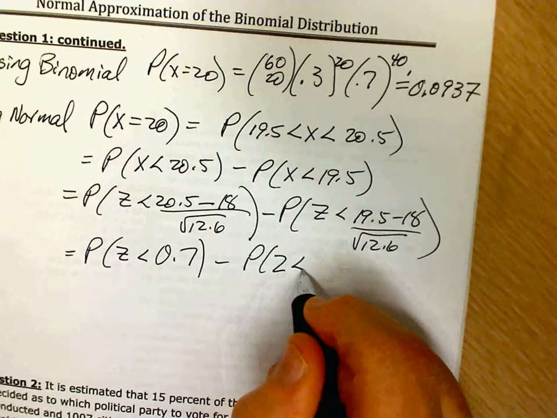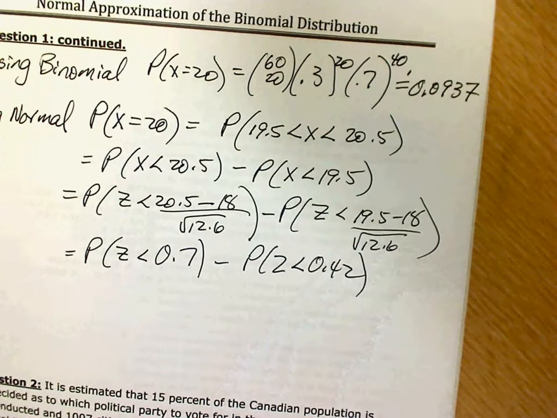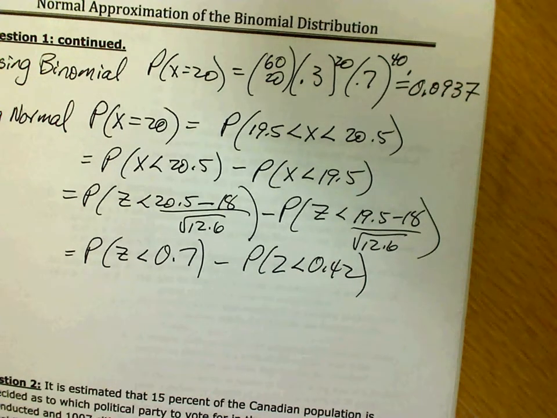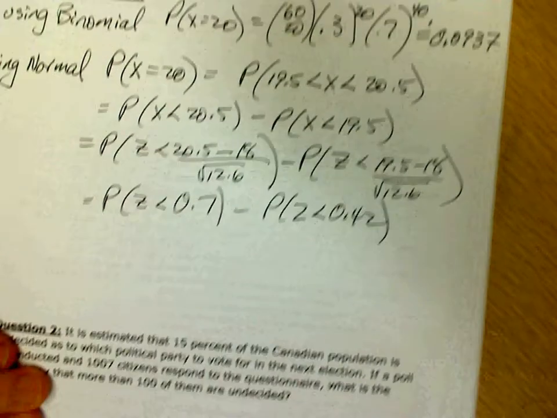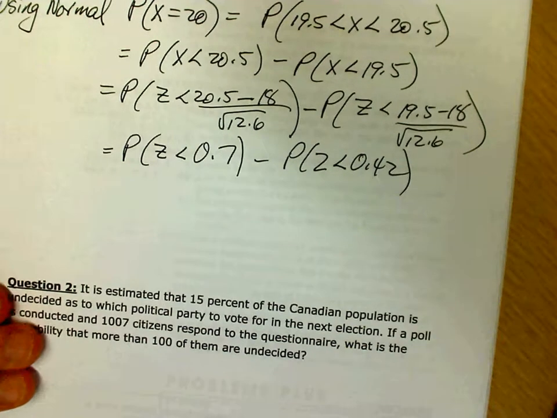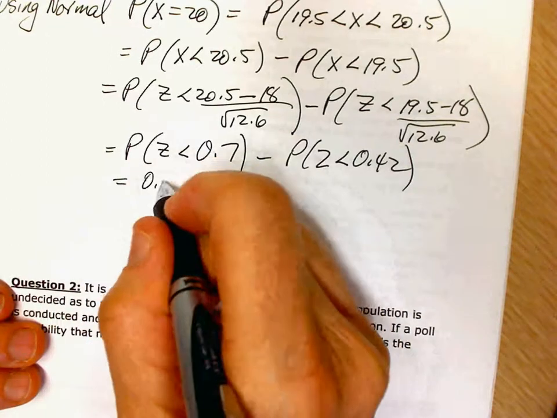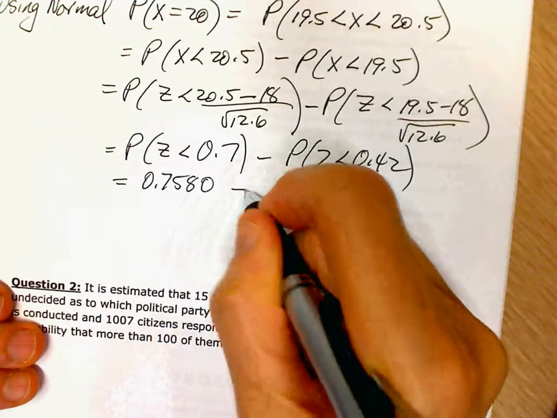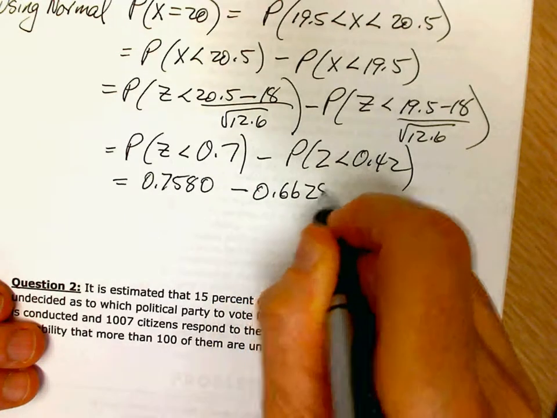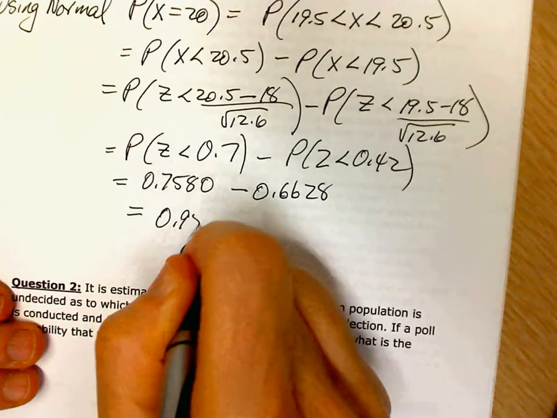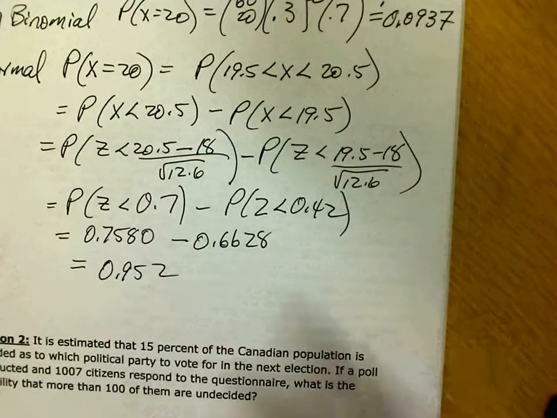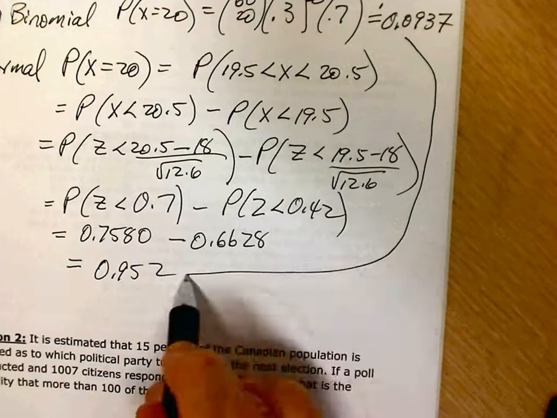Z is less than, this works out to 0.7. 20.5 minus 18 divided by the square root of 12.6. Yeah, because it's 0.704, so we round to 2 decimal places. So this is 0.7580 minus 0.6628, which is 0.0952. If you compare, it's the same to the first 2 decimal places.